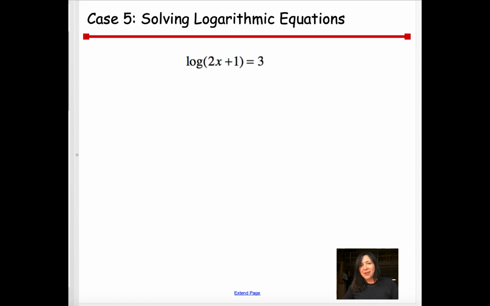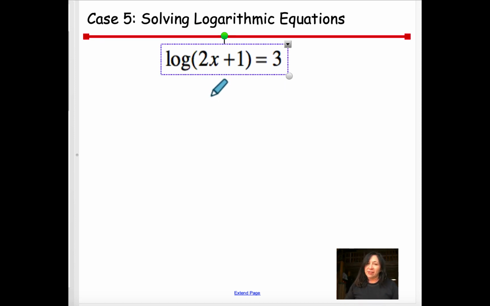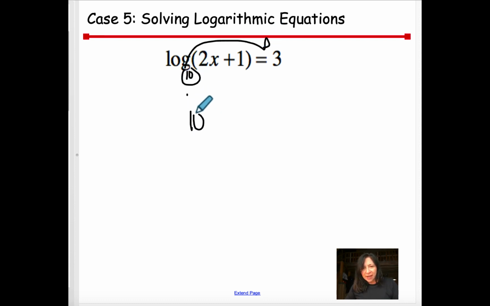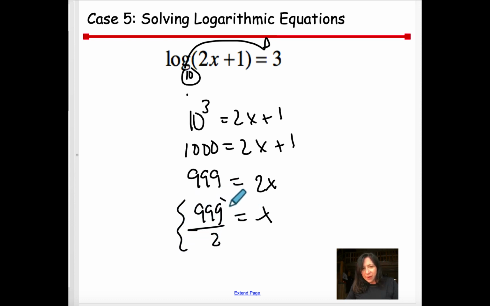For this problem here, this kind of looked like your exit ticket, didn't it? For this challenge, case number 5, we know that this is base 10. So we're going to go base across the equal sign. So we're going to go 10 to the 3rd power is equal to 2x plus 1. So we have 100 is equal to 2x plus 1. I'm going to subtract 1. And that's 1,000 actually. Sorry about that. And then we have 2x is equal to 999. We're going to divide by 2. And I get x equals 999 divided by 2. And that's my x answer.